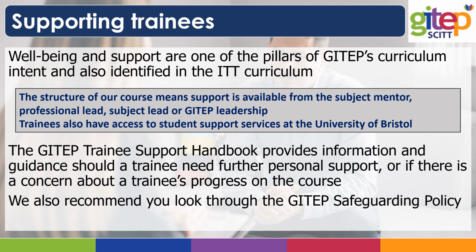Sometimes our trainees may require further personal support to complete this course. For example, they may have medical needs, caring responsibilities, their own special educational needs, or there may be safeguarding issues. In addition, other trainees may simply find it difficult to make the required progress on the course. Where this happens, we have a trainee support handbook available on Teams that provides the information and guidance as to what you need to do. We recommend that you read through this document before trainees arrive at your school. We also recommend that you read through the GITEP safeguarding policy, which can also be found on Teams.